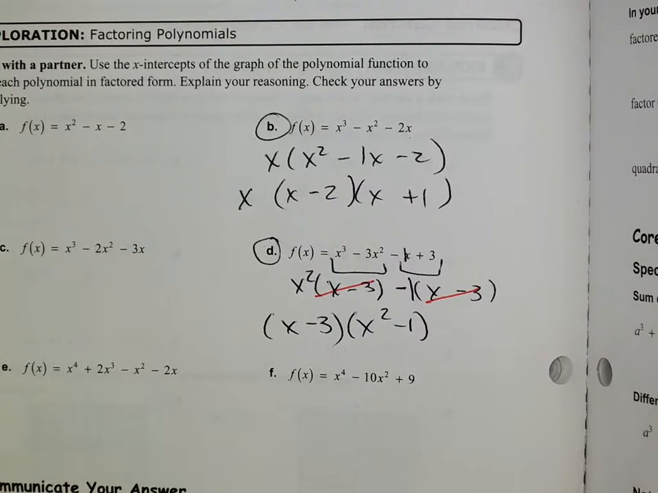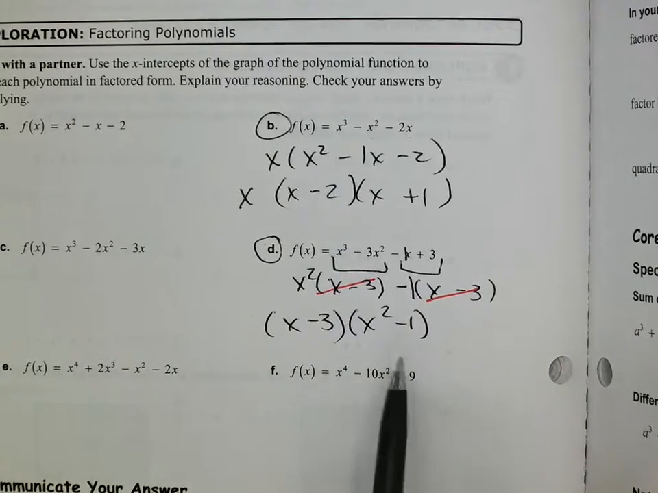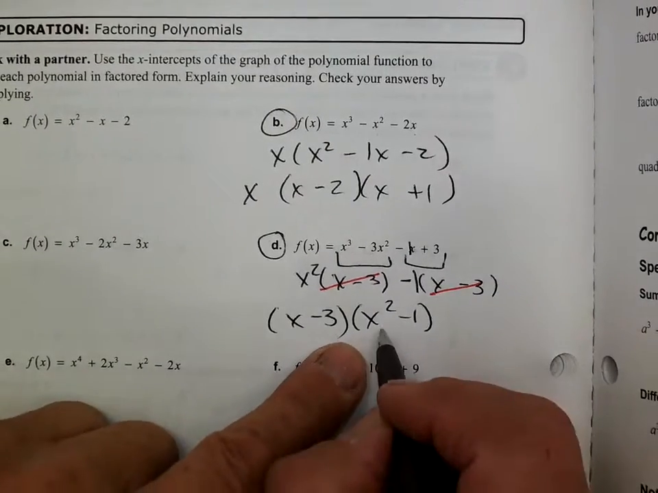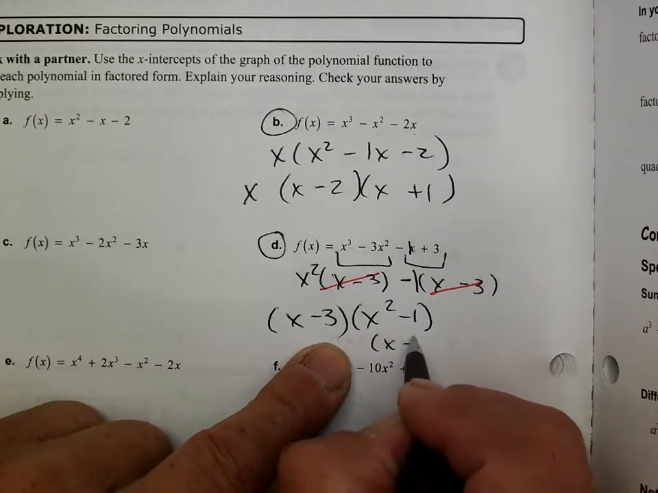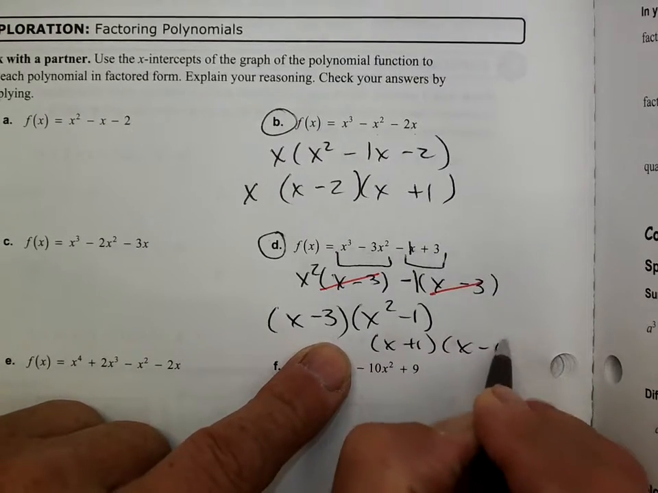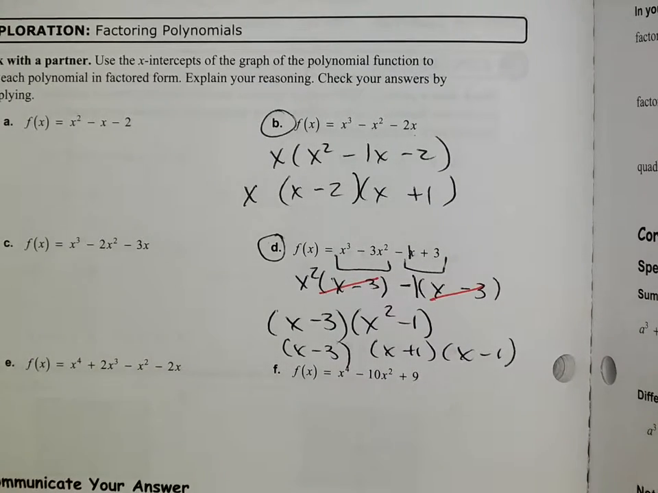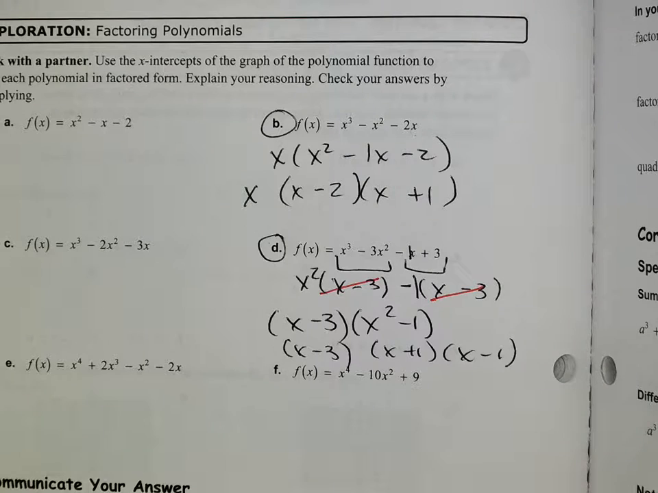But this is Algebra 2. We can factor that again. See how this becomes a lot more difficult? We can factor that one again because x squared minus 1 turns into an x plus 1 and an x minus 1. These are a little bit harder, aren't they? And then you can pull an x out of this.